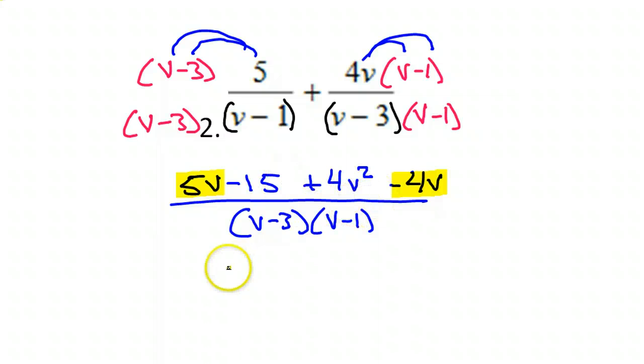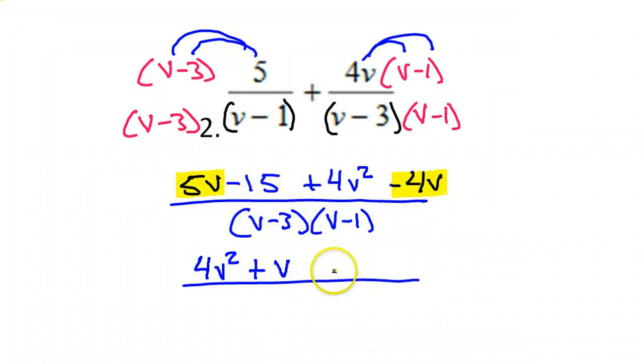Okay, so I'm also going to rewrite the numerator in standard form. So first degrees first. So I have 4v squared. 5v minus 4v is 1v, or just v. And then minus 15. Okay, I combined like terms and wrote them in order, standard form. And that's over v minus 3 times v minus 1.